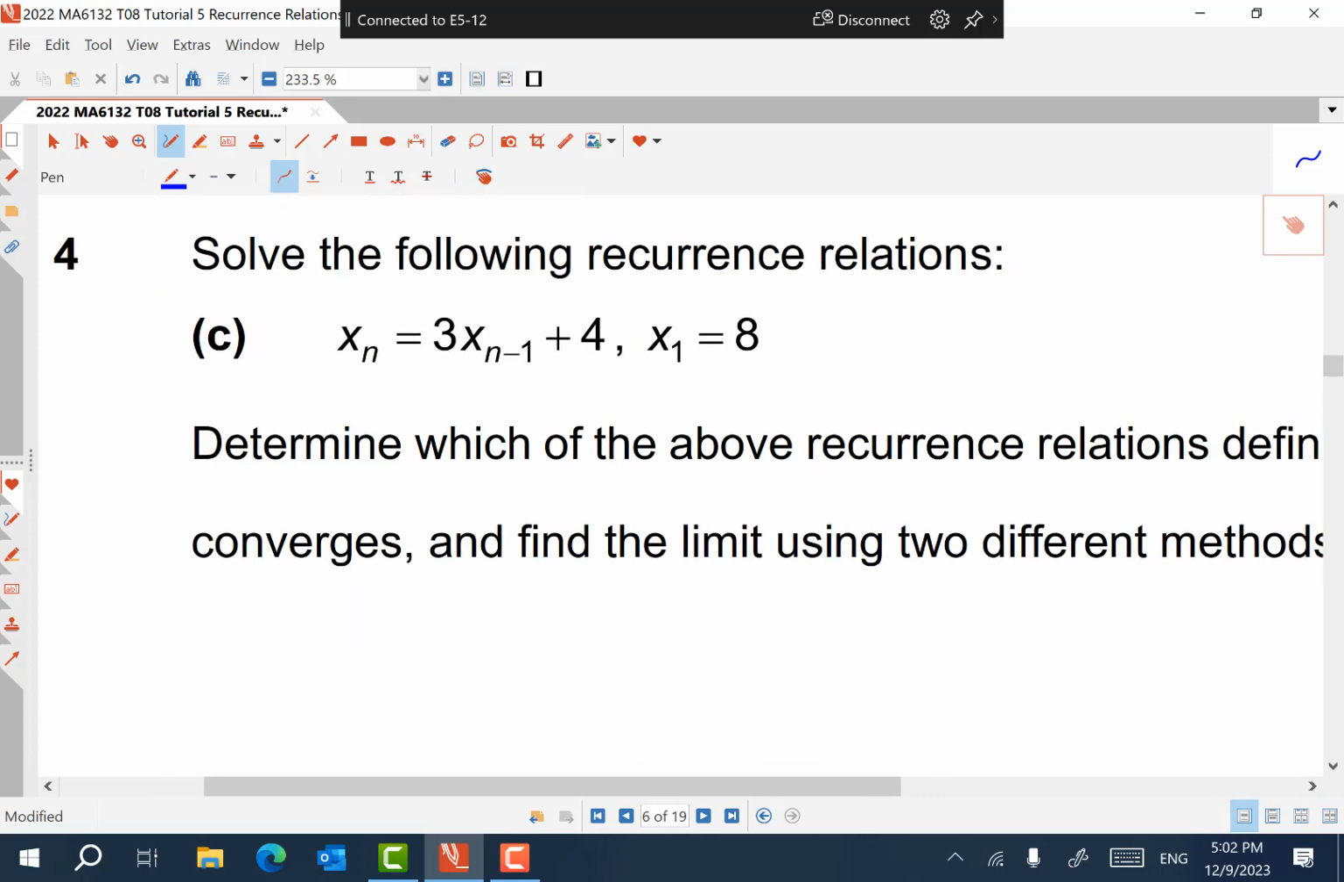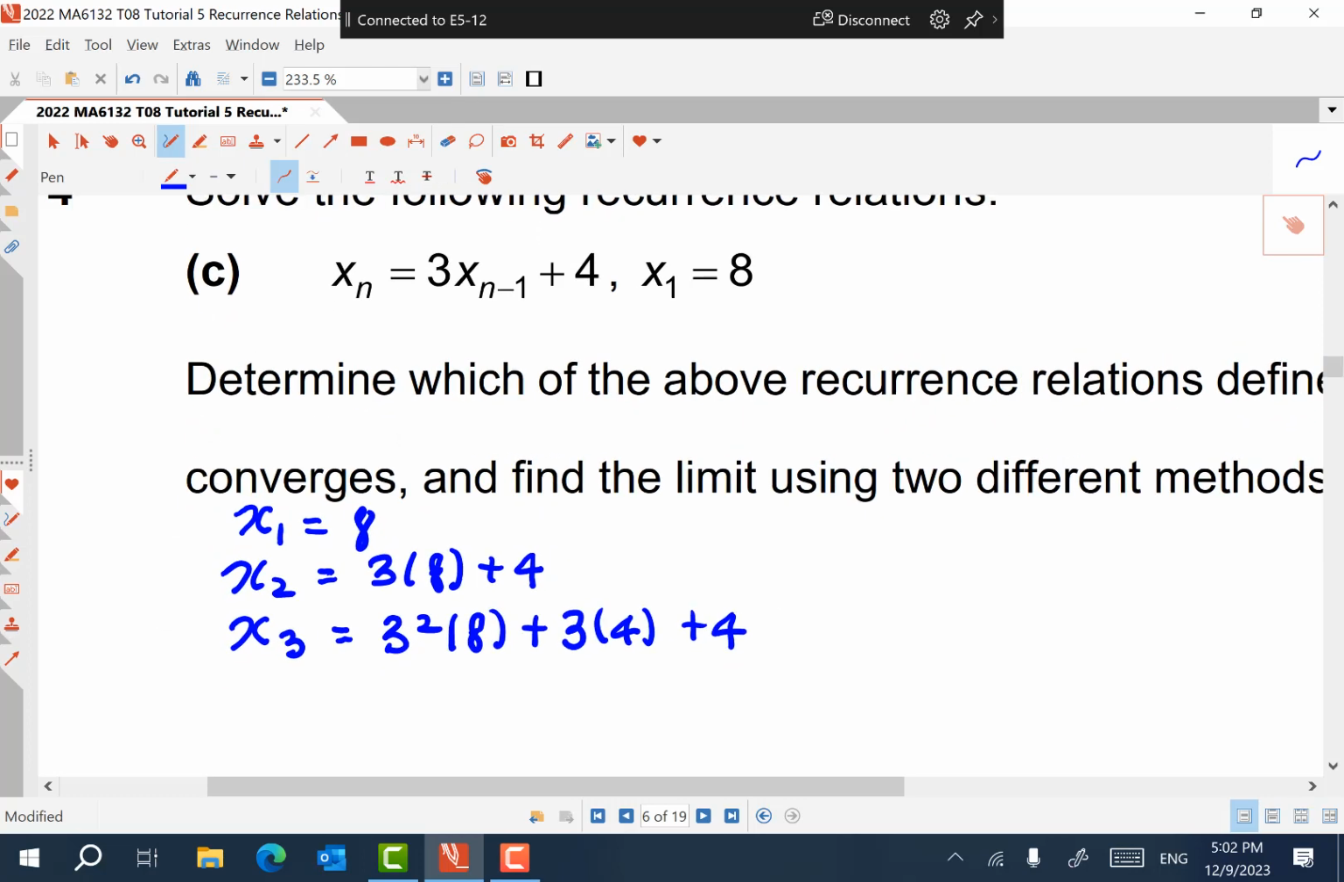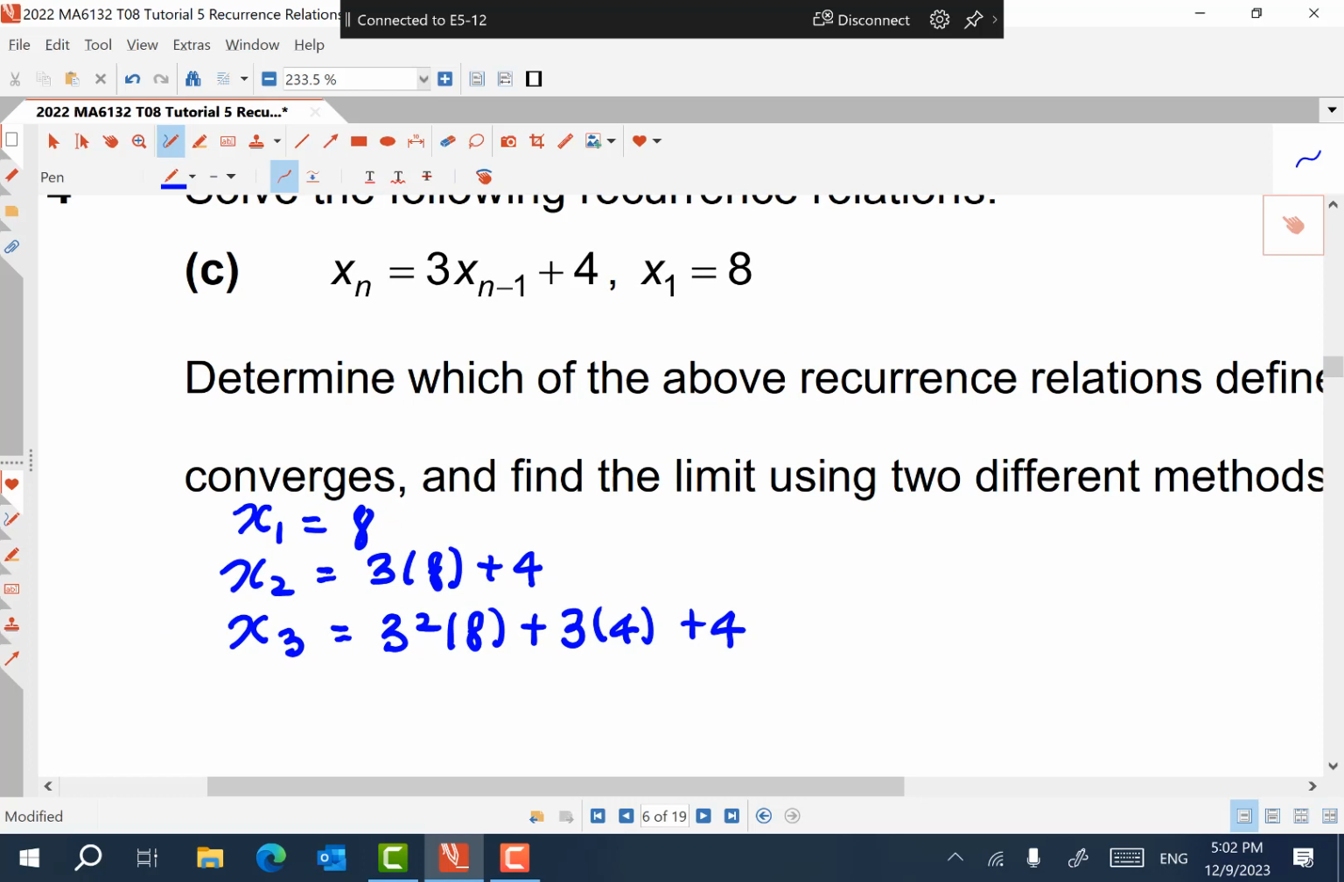Let's see again. Your x1 is equal to 8. What is x2? It is 3 times 8 plus 4. What is x3? 3 squared times 8 plus 3 times 4 plus 4. Okay, let me pause for you to digest, to see if you agree with me.